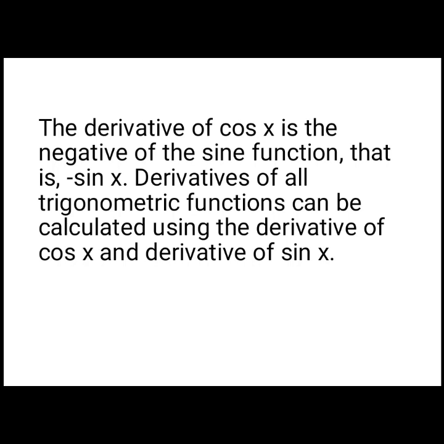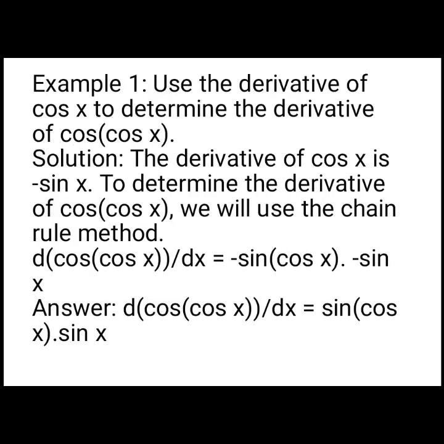The derivatives of all trigonometric functions can be calculated using the derivative of cosine x and the derivative of sine x. So for example number 1, use the derivative of cosine x to determine the derivative of cosine of cosine x. So here's the solution. The derivative of cosine x is negative sine x. Now, to determine the derivative of cosine of cosine x, we will use the chain rule method.